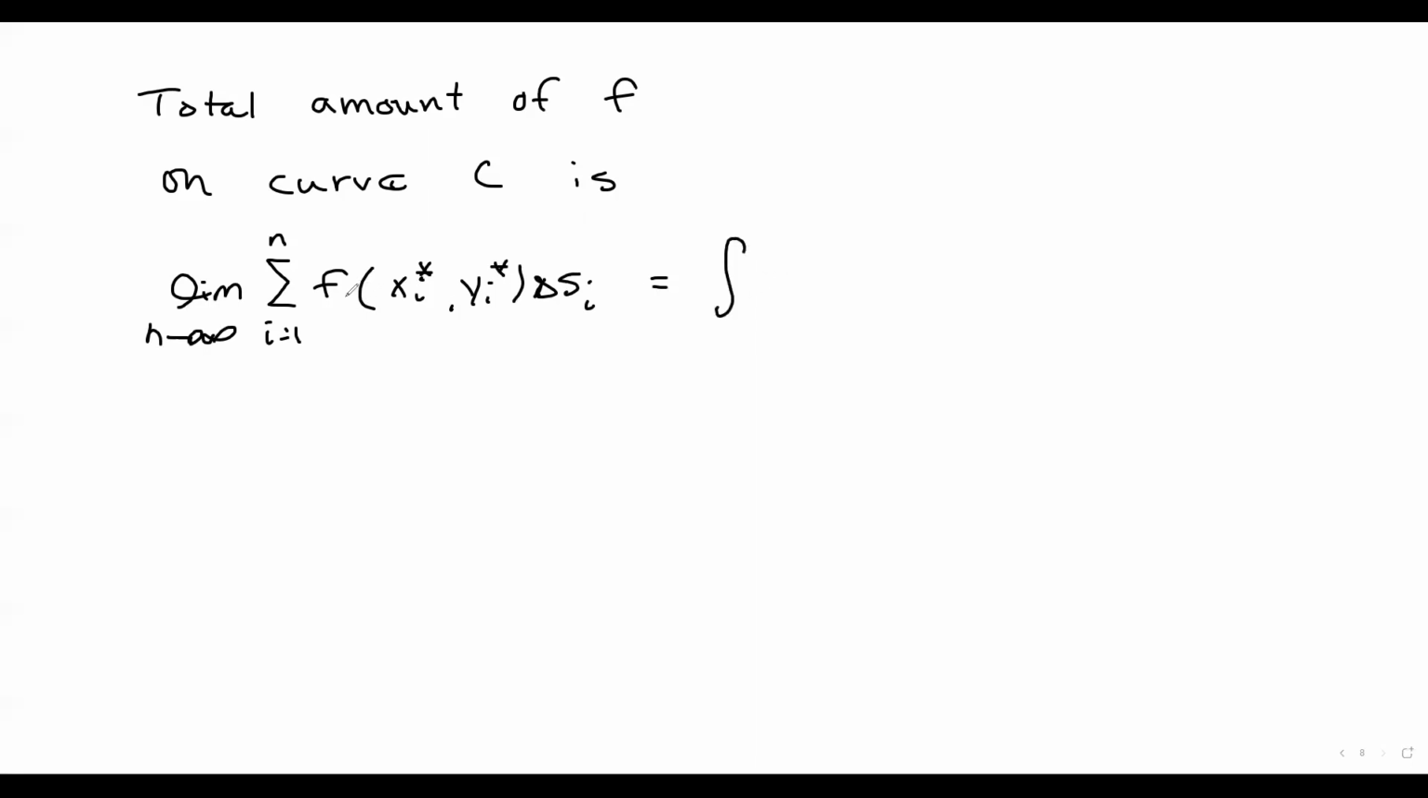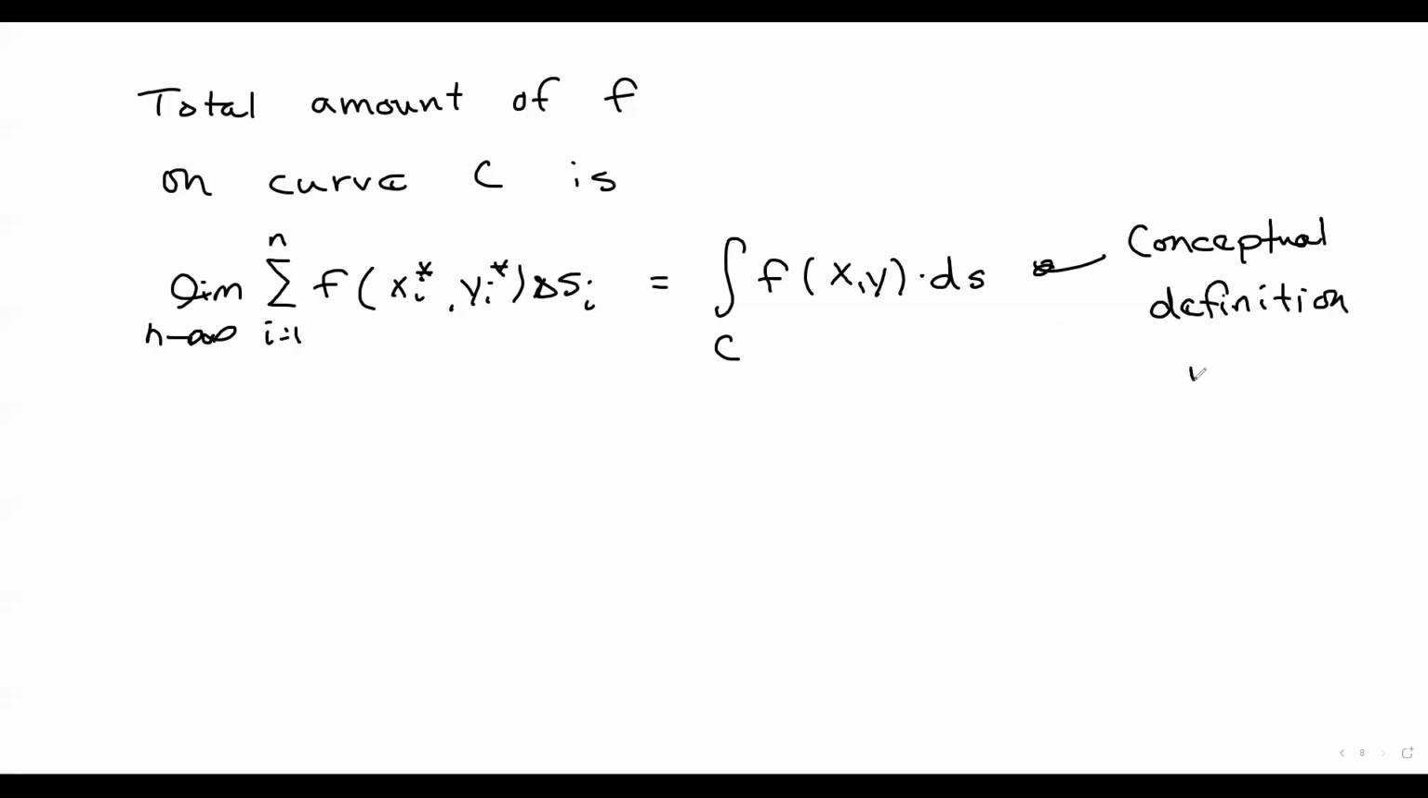All right, and so the way that you transition from this, you're going to have f, and then these x sub i stars become just x and y. And then change in s, so you recall from previous integrals, change in x, change in y, they become ds. And then we're going to represent the fact that we're summing along the curve with a C. This here is the conceptual definition for a line integral.